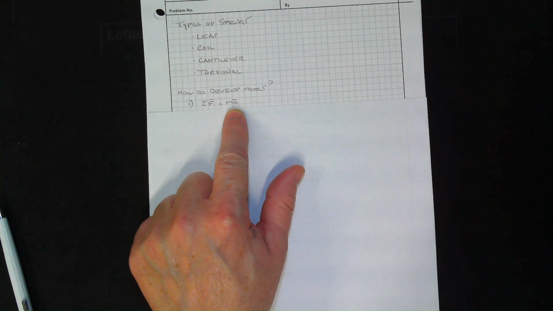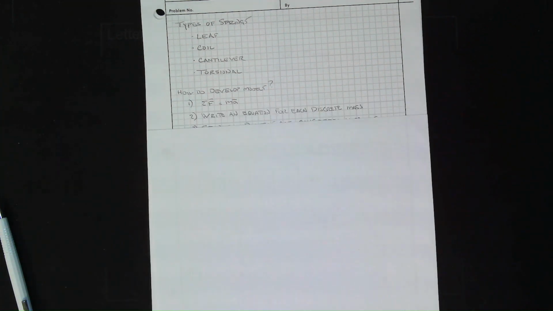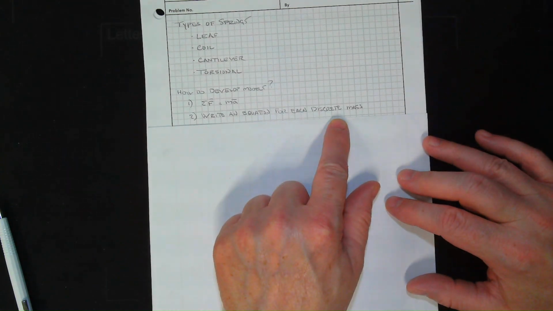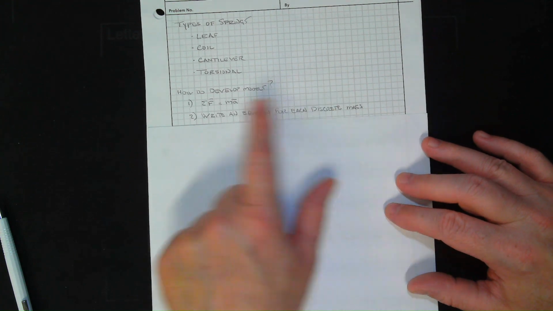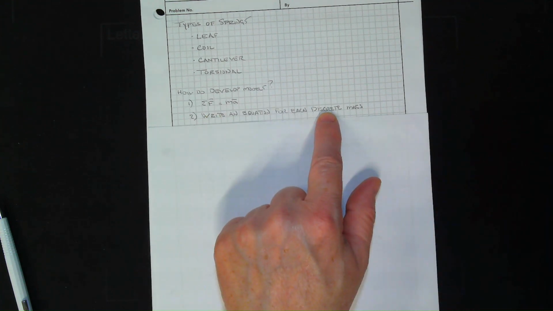All right, we're going to look at how we develop models, and translational and rotational models are generally, quite frankly, very simple. We're going to model them based on the sum of forces equals ma. The way we do this is we need to write a full equation for each mass. So we're going to have a sum of forces equals ma for each mass in the system, or each distinct mass that we model.